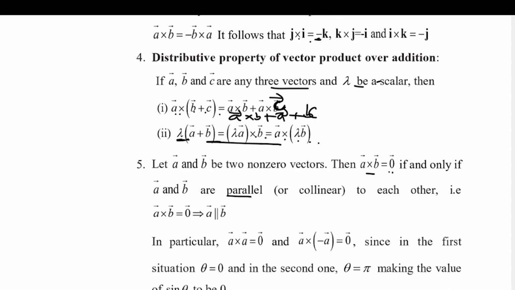Now we are also saying that in particular, A cross A is a zero vector, and also A cross the negative of A is also a zero vector. Since in the first situation, the angle is what? 0, and in the second one, too, the angle is what? 180 degrees, making the value of sine to be 0. Alright.